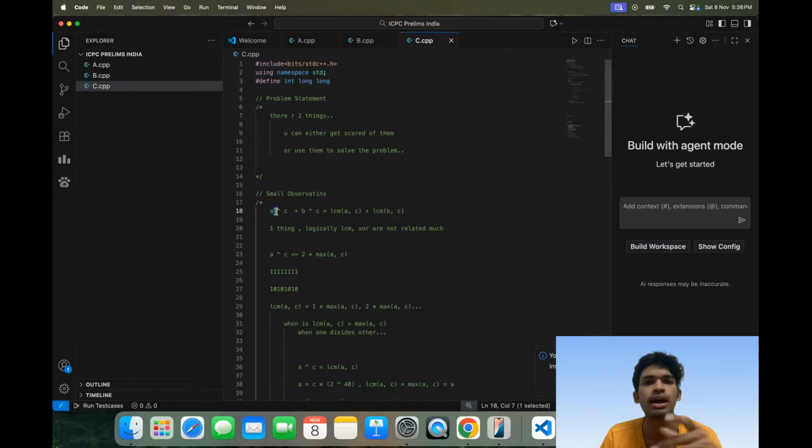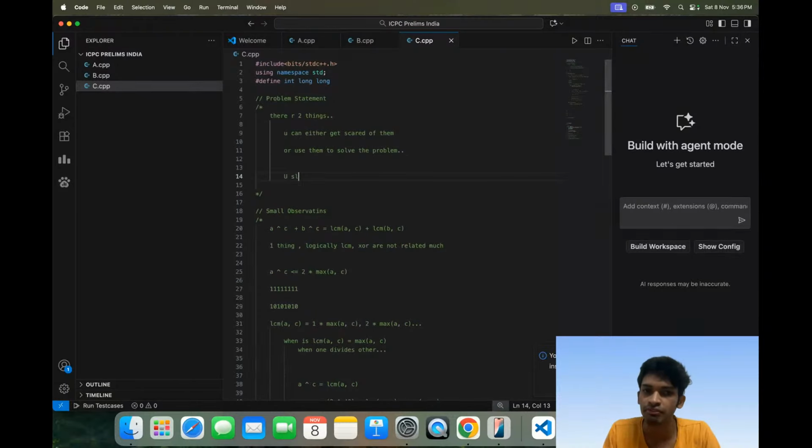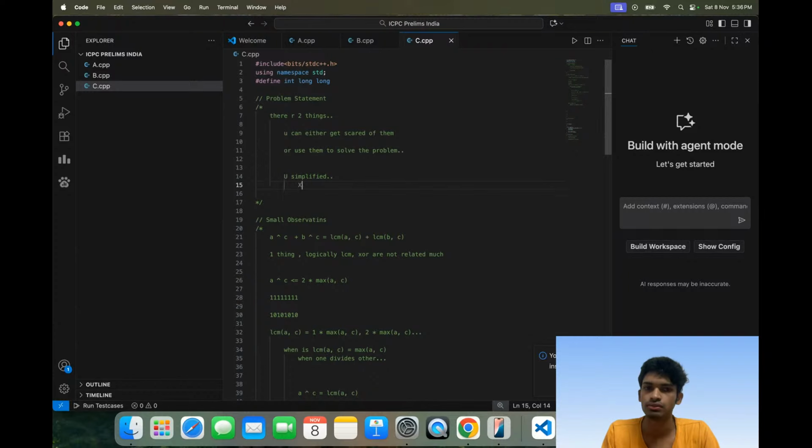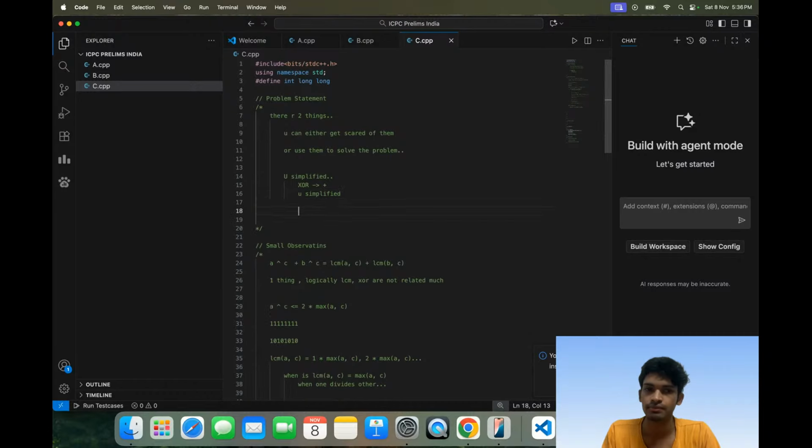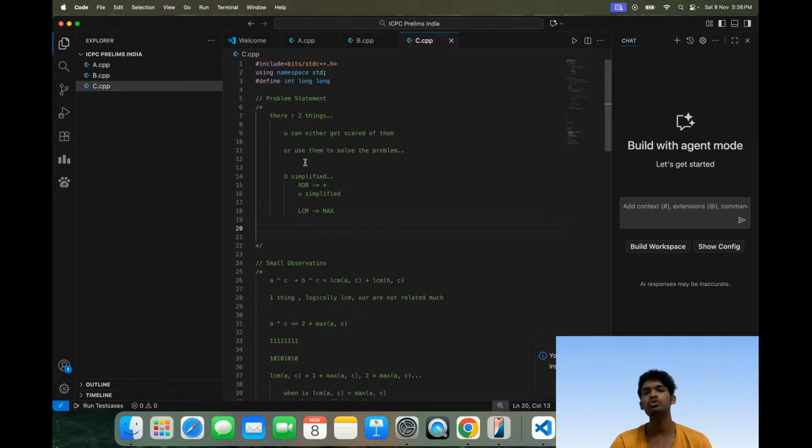XOR is complex, but the idea is to move them and then add them. So that XOR, you simplified. If you observe, you simplified XOR to plus. You simplified LCM to max. You solve the problem, but you don't notice all these things because you have a lot of freedom in A comma C.